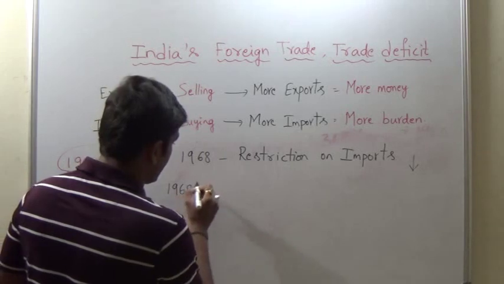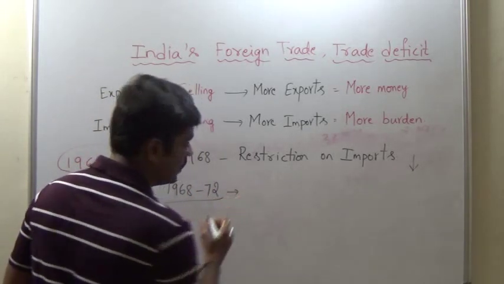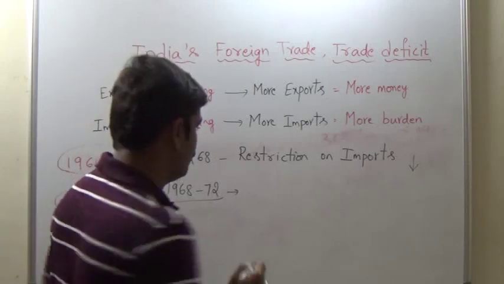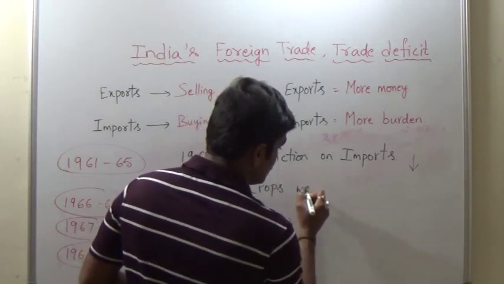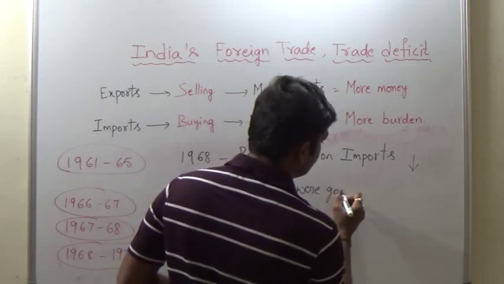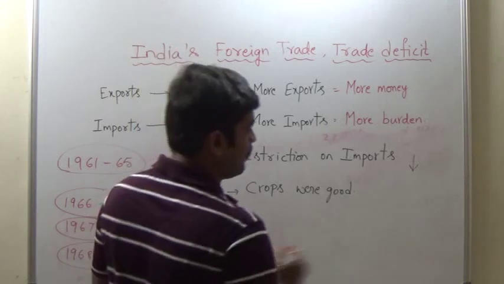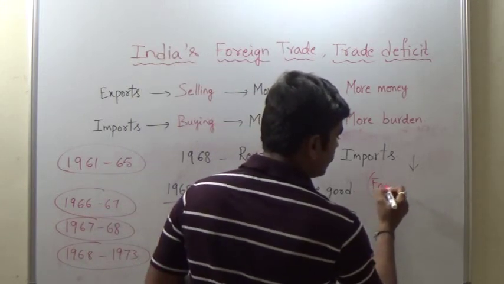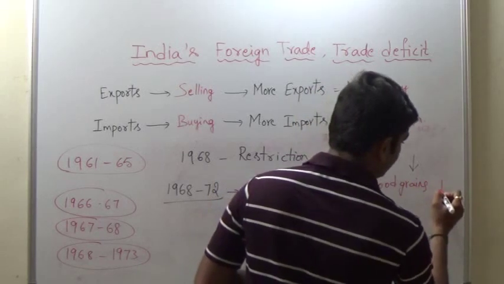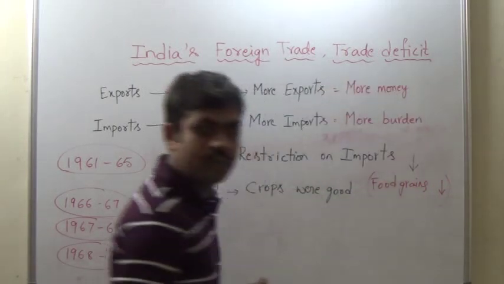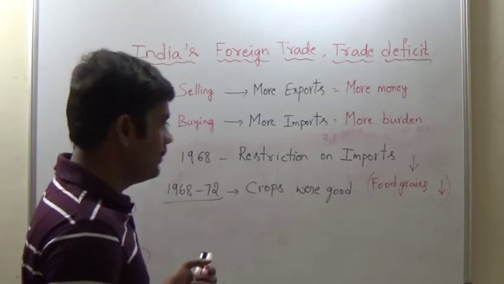and from 1968 to almost 72, the crops are good. Since the crops are good, food grain import also came down. Food grains import came down.